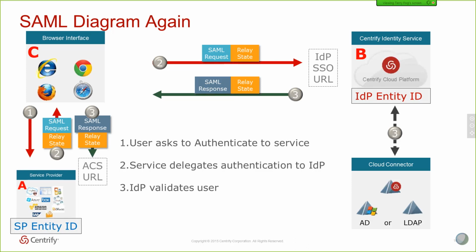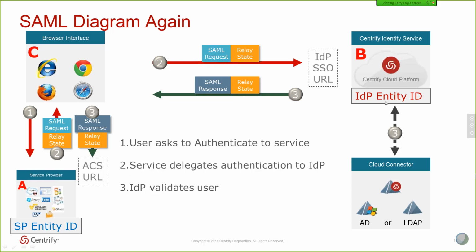Okay, so far so good. Now let's go back to the diagram again. We have some new names here that we have introduced. For every service provider, there's an SP entity ID, which is the same as saying SP issuer and audience. And a service provider has an ACS URL that specifies where the SAML response, with the relay state if used, is sent back to.